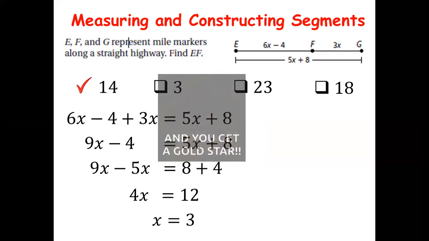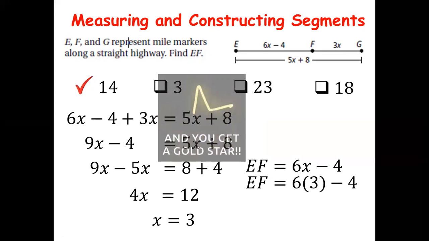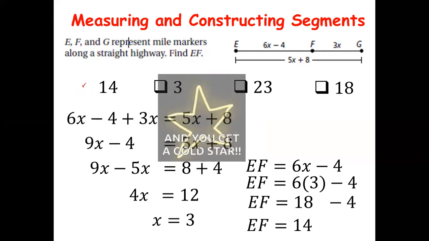Now that we have found the value of x, definitely we can find the value of EF. EF is marked as 6x minus 4. So 6x minus 4, what's the next thing you're going to do? You're going to substitute the value of x, which is 3. So 6 multiplied by 3 is going to be 18, minus 4, which is going to give you 14. This is because they asked for the length of EF.